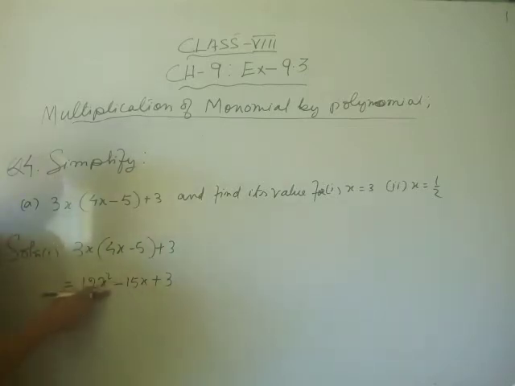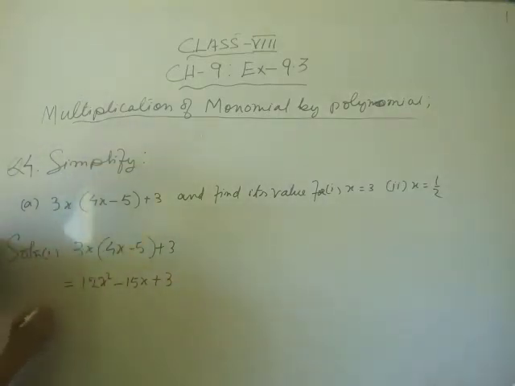They are unlike terms because the degrees are different. One has 2 as a power, one has 1 as a power. So we cannot do anything, and here we finish the simplification. Now we have to find the value of this expression by applying x equal to 3. So we replace x with 3 and we will see what the value is.